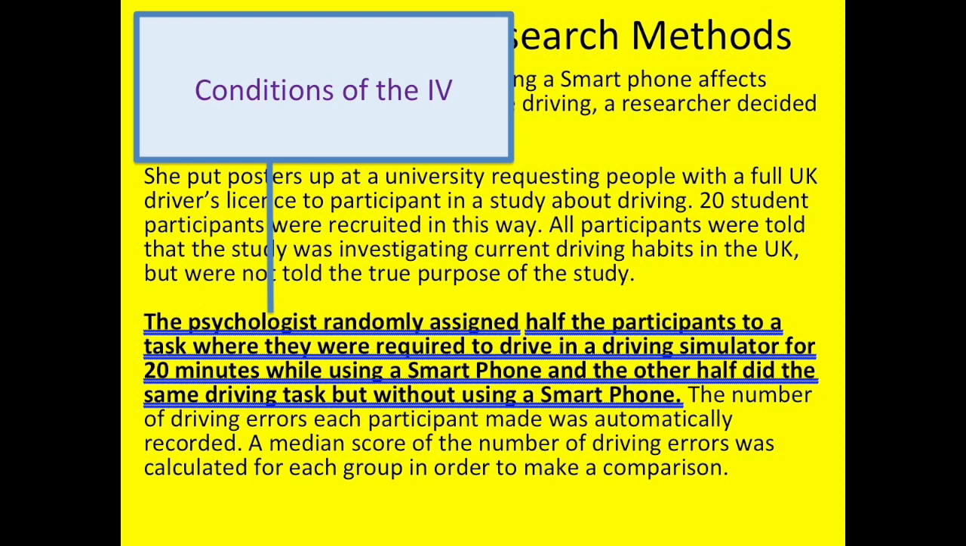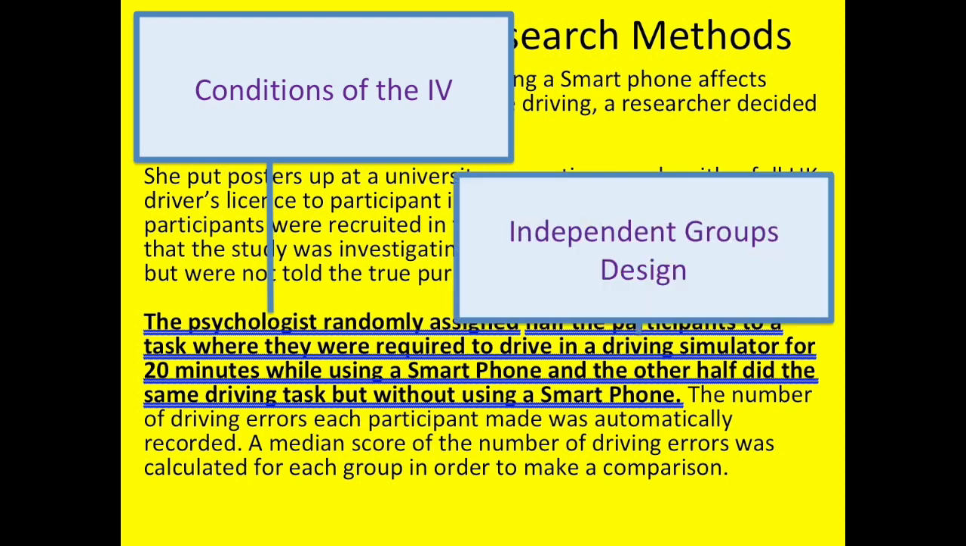So the participants will do a driving task in a driving simulator for 20 minutes while using a smartphone or not using a smartphone. So they've got the same task, the only difference, the condition of the IV, the independent variable, is using a smartphone or not. And so also you should pick up from this that it is an independent groups design because they're only doing one condition of the IV.